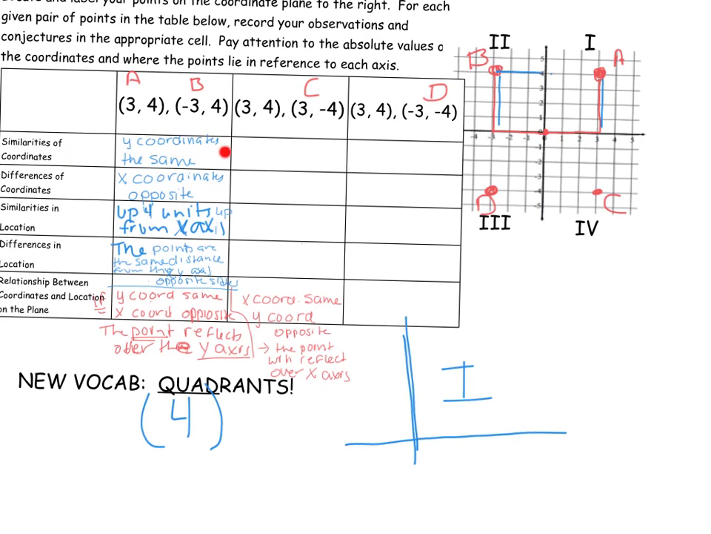All right, so the similarities for this one, this time the x-coordinates are the same, and the difference is the y-coordinates are opposites. So what is the same in their location? So here's A right here, and here's C. This time they're both 3 units to the right of the y-axis. So what is the same is they're both 3 units from the y-axis, but what is different is one is 4 above the x-axis and one is 4 below.